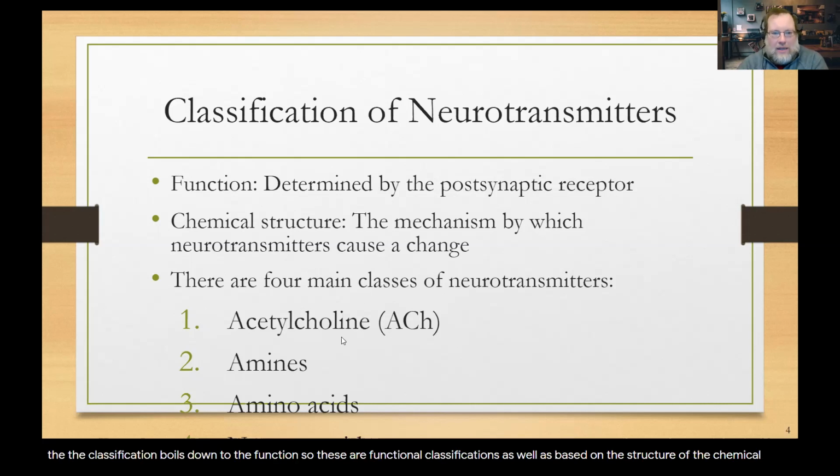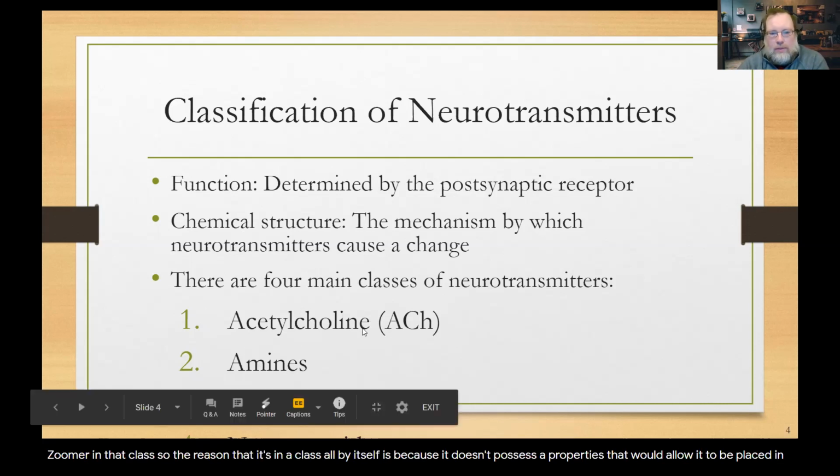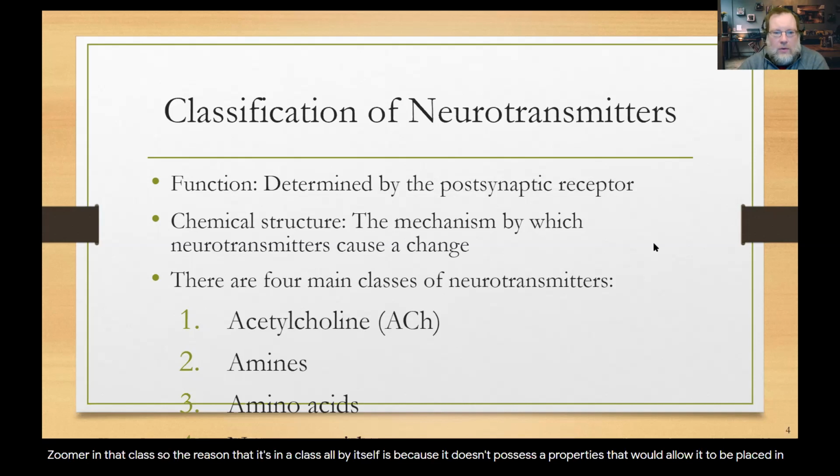The first class is what we call the acetylcholine class. It's the only chemical or neurotransmitter in that class. So the reason that it's in a class all by itself is because it doesn't possess properties that would allow it to be placed in any of the other 3 categories. So anyway, acetylcholine, the amine group, the amino acid group.